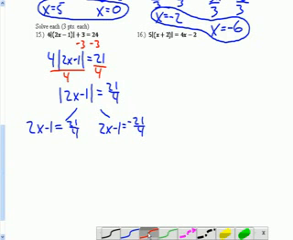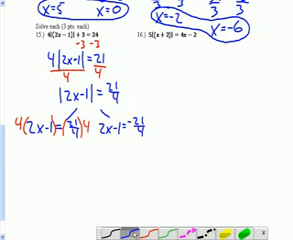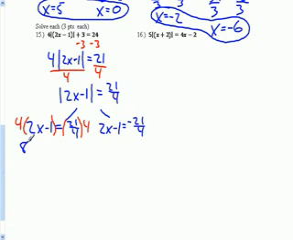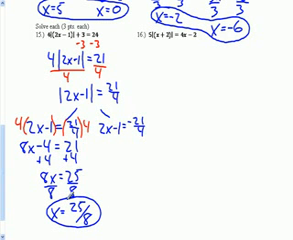All right, I'm going to solve each of these. First thing I'm going to do here is multiply through to get rid of the fraction. So I'm going to multiply each side by 4. Over here, I've got to distribute, so that's 8x minus 4 equals, over here I'm left with 21. Now I've got to solve this, so I'm going to add 4 to each side. That's going to leave me with 8x equals 25. Divide each side by 8, and I get x equals, and I'm just going to leave it as an improper fraction, 25 over 8.